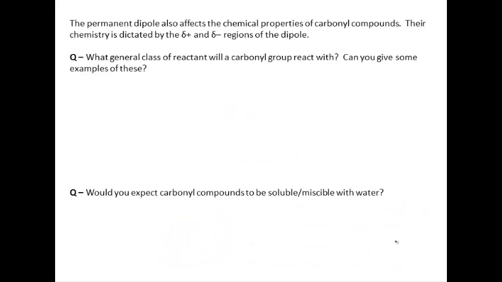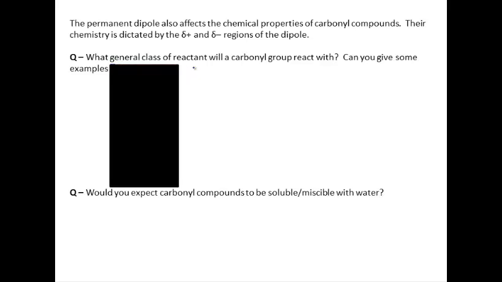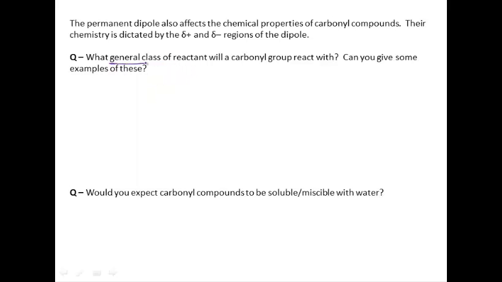Okay, so the next question is to do with the chemical properties. Permanent dipole also affects the chemical properties of carbonyl compounds. Their chemistry is dictated by the delta positive and delta negative regions of the dipole. What general class of reactant will a carbonyl group react with, and can you give some examples of these? So it's asking for a general class initially. It's not asking for anything specific to start with. So general class of reactant.